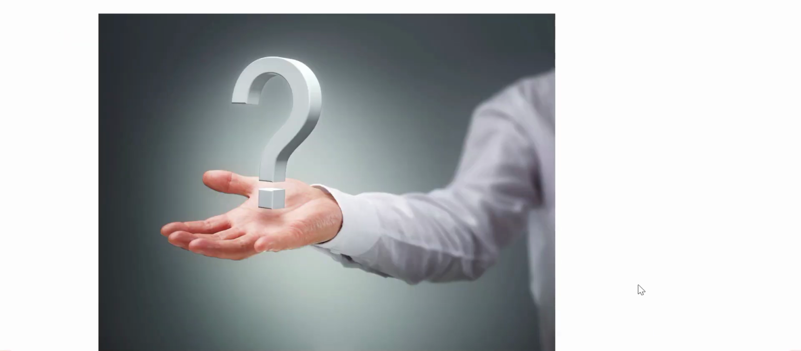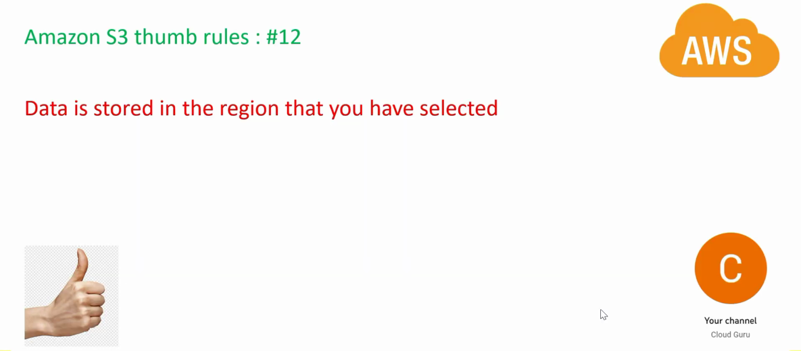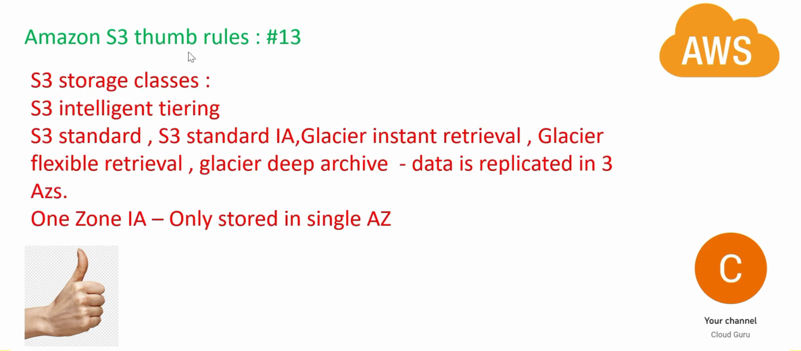Another question is, where does the data get stored in S3? Which region? It is in the region that you have selected. When you are logging into the management console, you get an option to select a region. Like I was explaining in thumb rule 11, 13 is linked to the same. What is changing here is these storage classes: the data is replicated in 3 AZs, and in one zone, the data is stored only in a single AZ.